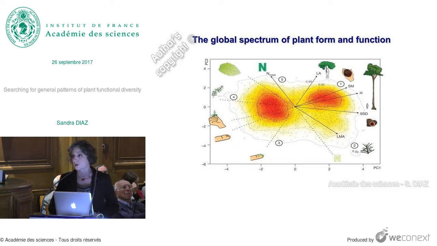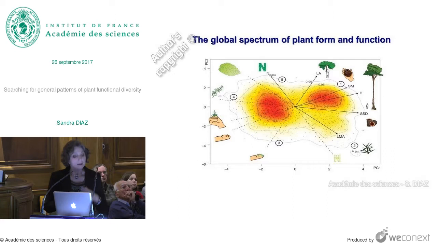Now, one major axis of variation in this spectrum is an axis of size of the whole plant and of plant organs, going all the way from tiny plants with tiny leaves and seeds to tall plants with large leaves and seeds. The second major axis of variation, this one, is an axis of leaf resource economy, going from conservative, robust leaves, which grow slowly and live very long and are poor in nitrogen, all the way to very acquisitive leaves, which are flimsy, nitrogen-rich, grow very fast, and live a very short time.